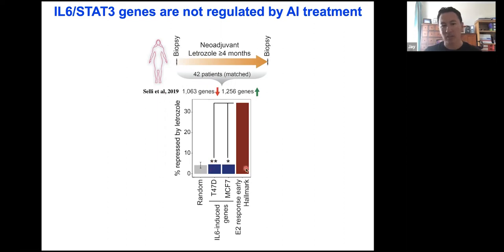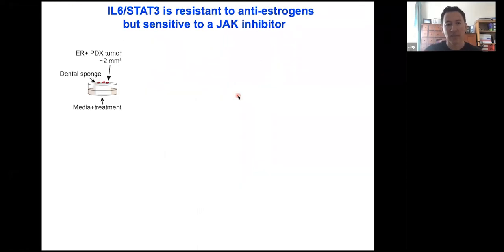Whereas the ER target genes that we know and love, that are consistently regulated by ER and FoxA1, we can see that these decrease in these women. So this really supports the notion that these target genes are completely independent of ER. So if they're resistant to estrogen receptor targeted agents, we were looking for something that would block activity of the STAT3 pathway. The obvious one was JAK inhibitors, because this has been shown in the literature in other contexts.